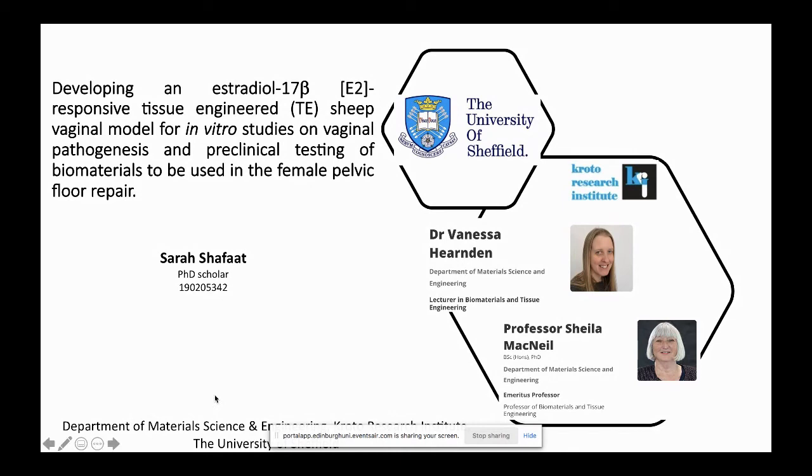My project is mainly focused on developing an estradiol-responsive tissue-engineered female genital model for the purpose of in vitro studies on vaginal pathogenesis. And in the long term, we aim that these models could be used as preclinical testing methods for potential biomaterials for the female pelvic floor repair.